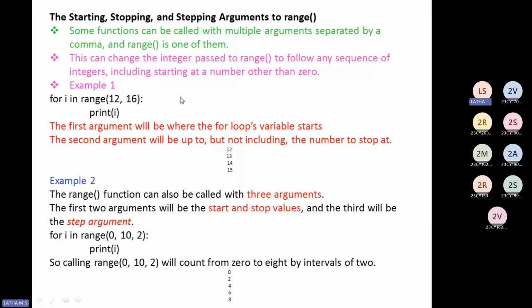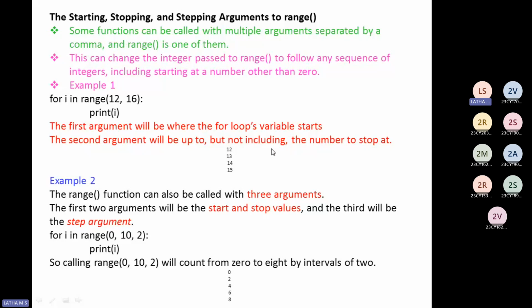So some functions can be called with multiple arguments separated by a comma, and range is one of them. So this is a function what we call. In the range case you are defining the starting. I am telling starting 12 is the starting of the range and 16 is the stopping. And what is the stepping argument? Stepping argument, I am defining the interval, at what interval I want. Okay. So the first argument will be where the for loop's variable starts. The second argument will be up to what?